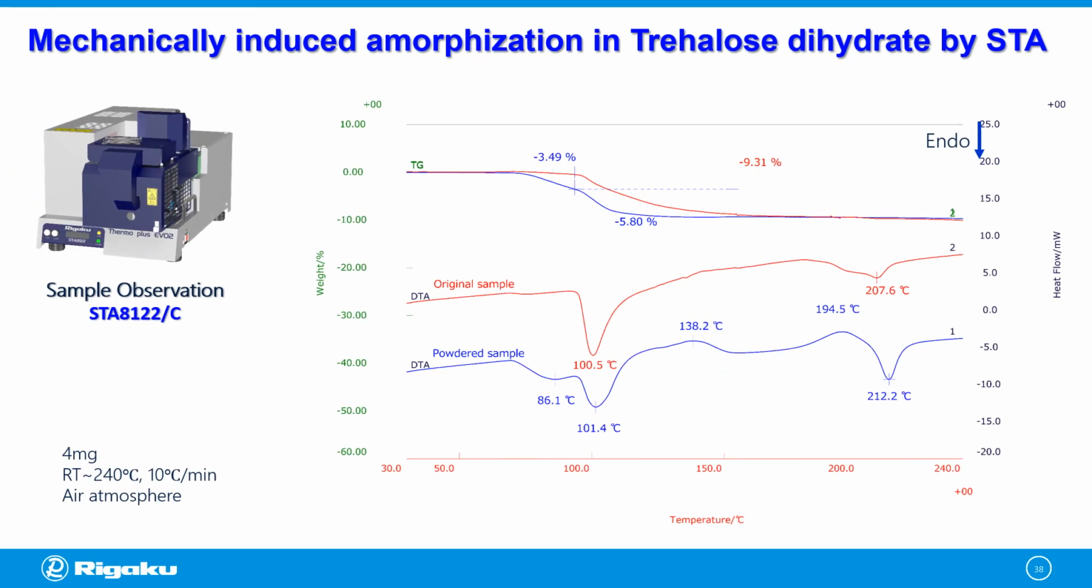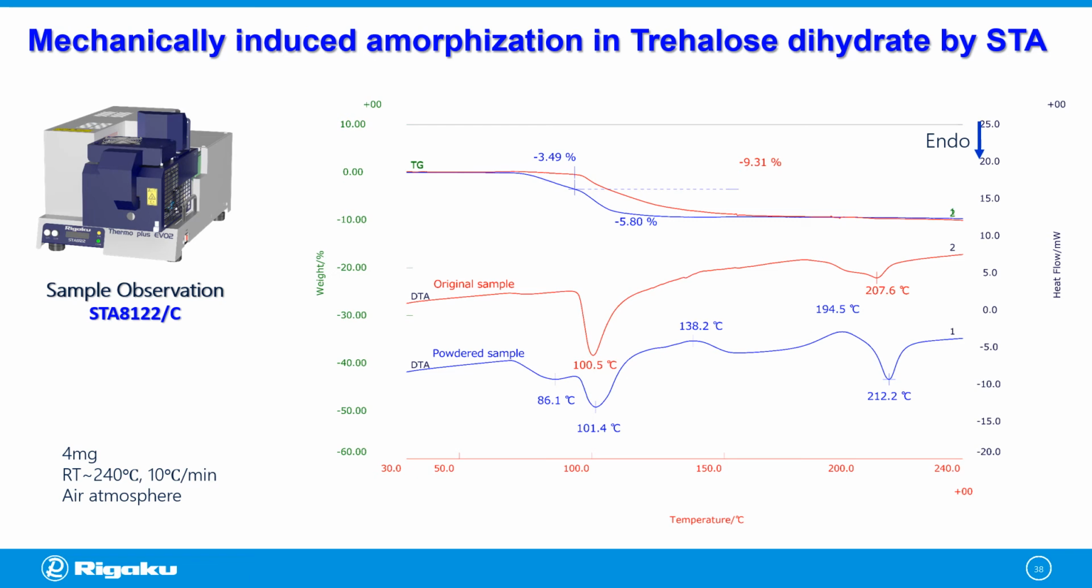Trehalose dihydrate is a widely known material in the food and pharmaceutical industry. This material can exist in crystalline form, anhydrate form, and amorphous form depending on its particle size. In this application, a mechanical method using mortar and pestle was applied to reduce the particle size to fine powder. Here, the STA method is used to confirm the thermophysical changes of the powder and original sample of trehalose dihydrate.